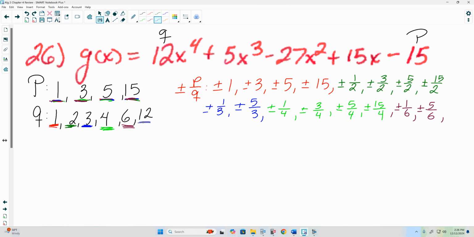And lastly, we have 12. So we'll start with 1 over 12, so plus or minus 1/12. 3 over 12 would reduce to 1/4, which we have. Unfortunately, 5 over 12 does not reduce, so we have plus or minus 5/12. And then 15 over 12 does reduce to 5/4, which we do have. So there's our answer.